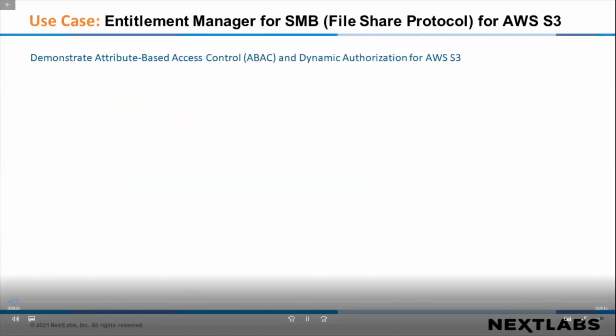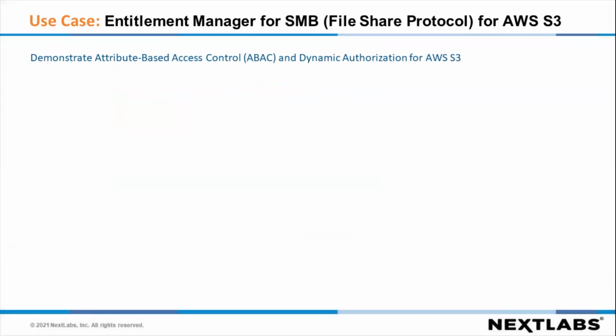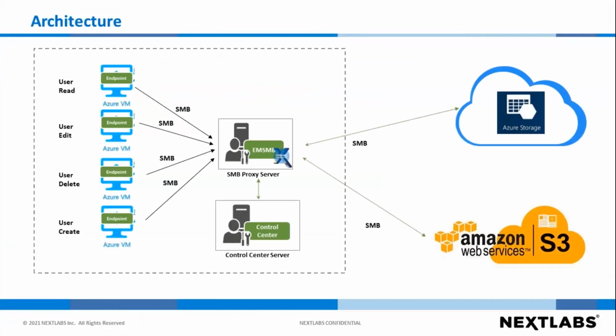In this demo, we'll show the NextLabs Entitlement Manager for SMB. We'll show attribute-based access controls and dynamic authorization for AWS S3. In this architecture diagram, we see the NextLabs Control Center server. This is where dynamic authorization policies are created and managed.